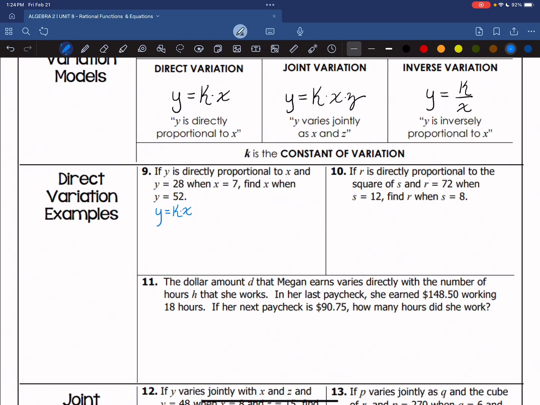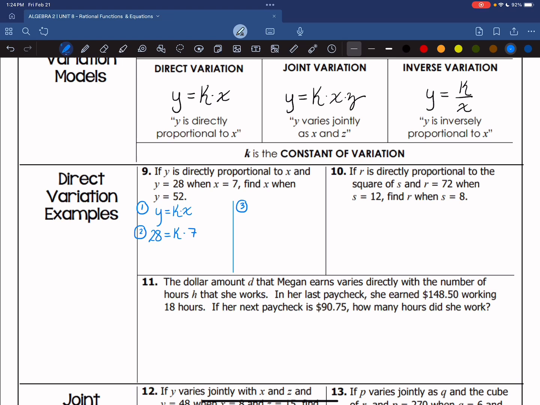It goes on to say when Y is 28, when your X value is 7. And what we want to find out on the other side of this is what is our X value when Y is 52. So we're going to use our equation, substitute into that equation, and then third and lastly, we will answer the question really posed to us, which is finding X when Y is 52. So I've written my equation.